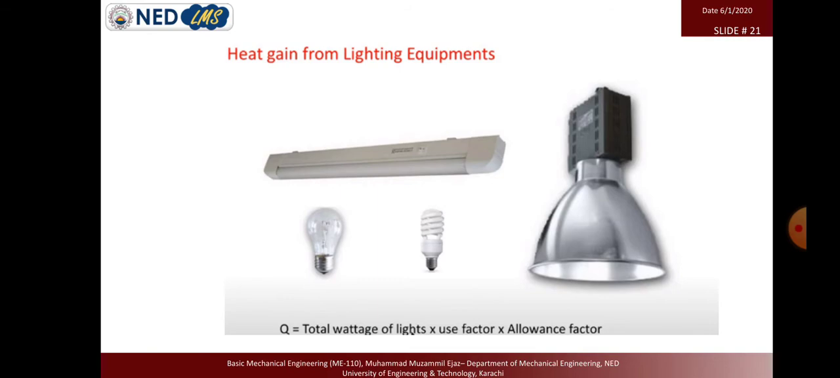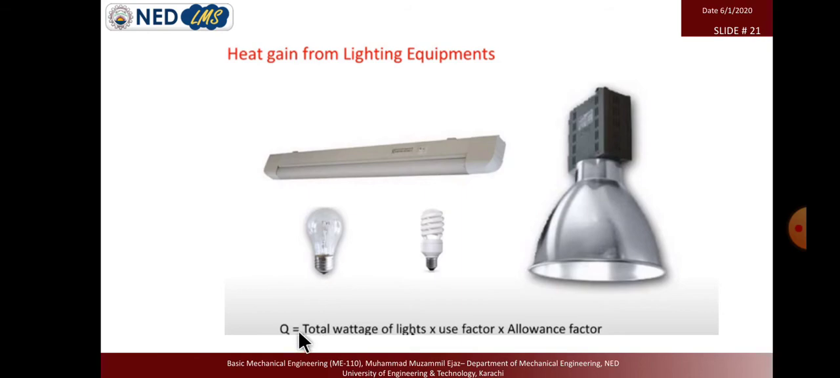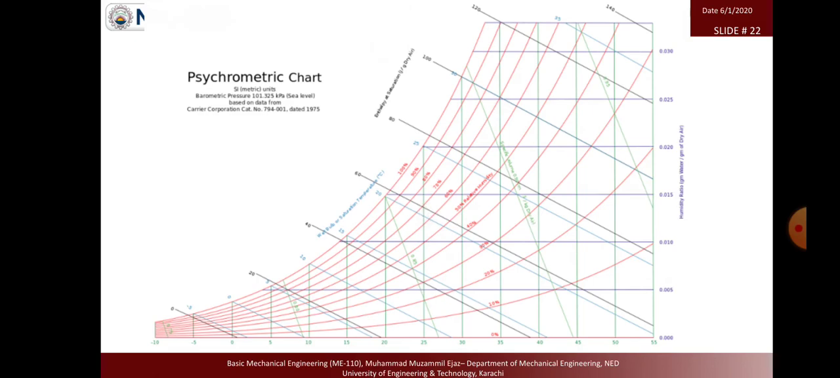And heat gain from the light, equipment, etc. And we have a basic formula to calculate the total load. The total wattage of the light, used factor, allowance factor, if we know that use factor and allowance factor, we can directly calculate the heat load from the bulbs, energy savers, LEDs, etc.